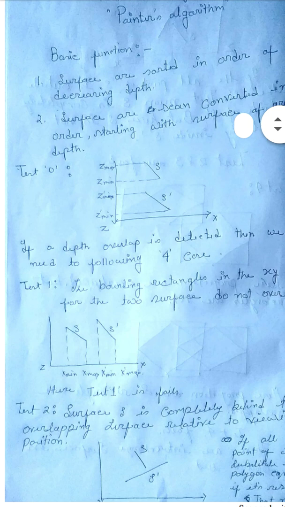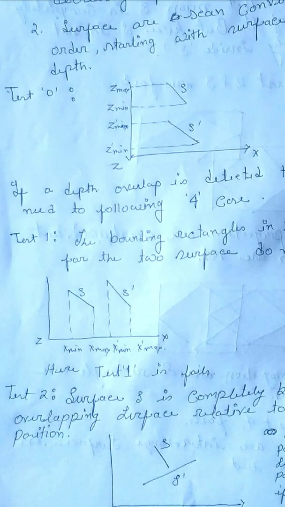In test 1, the bounding rectangles in the xy plane of the two surfaces do not overlap. Here, in this case, there are two surfaces S and S dash. Here the x overlapped. If you are pointing along the z axis, then the z axis is overlapped, but the x and y axes are not overlapped. So here test 1 fails.